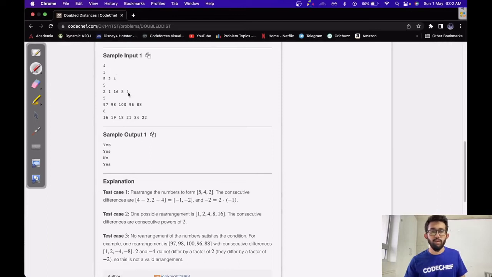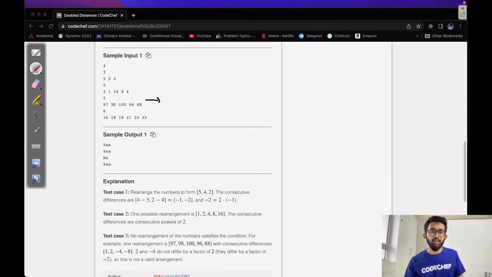Consider the third sample test case. We can notice that there is no rearrangement possible such that it satisfies all the given conditions. Hence the answer for this is no.